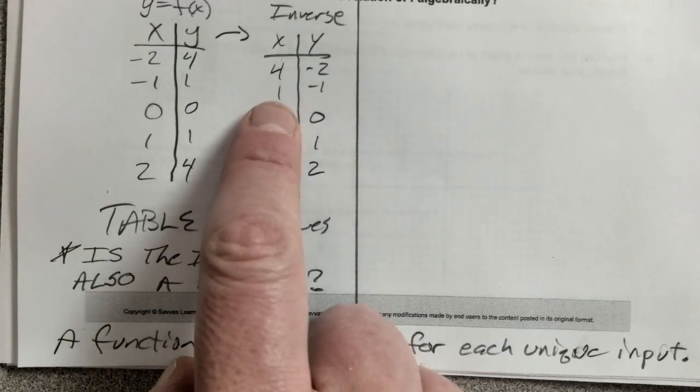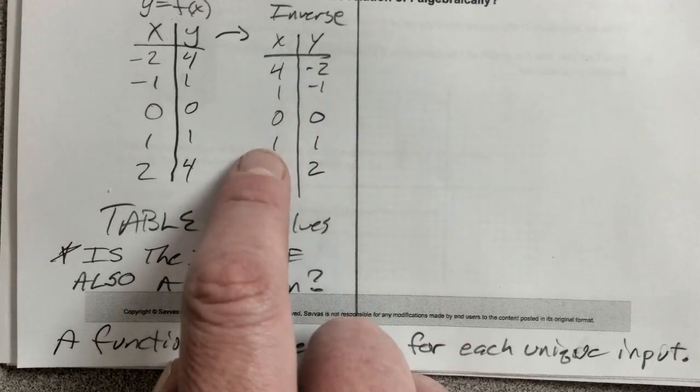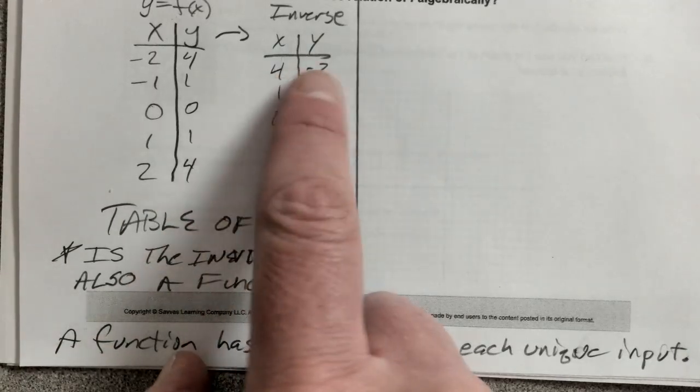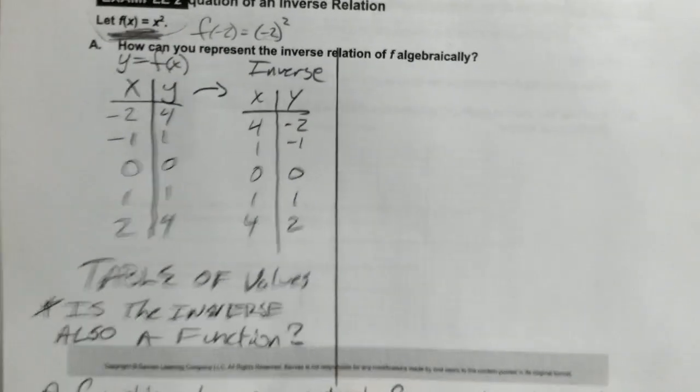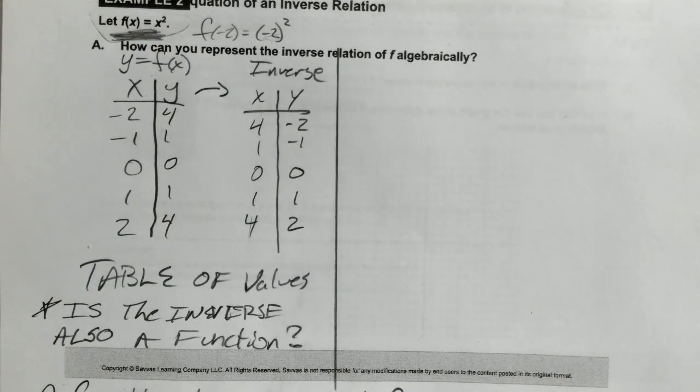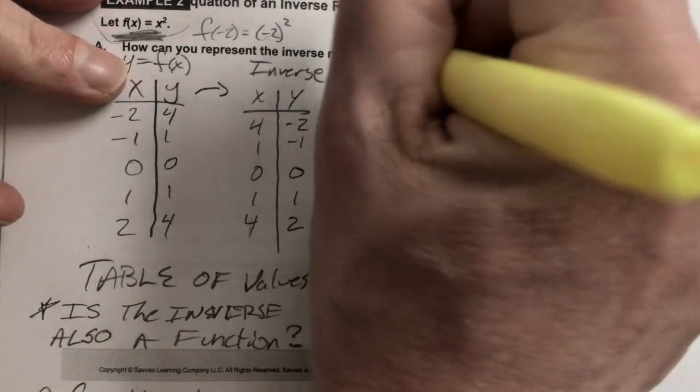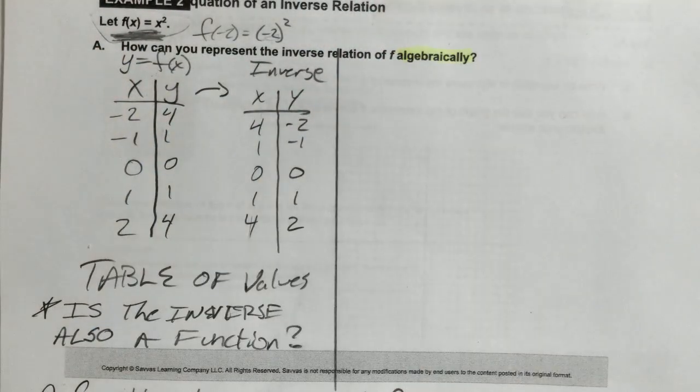Same story goes for 1, right? 1 produced a -1 and 1 produced a 1, right? So that means that our inverse is not a function. All right. Now, it also says, how can we represent this algebraically? So without a table of values, if I just start with the function, how can I find an inverse?